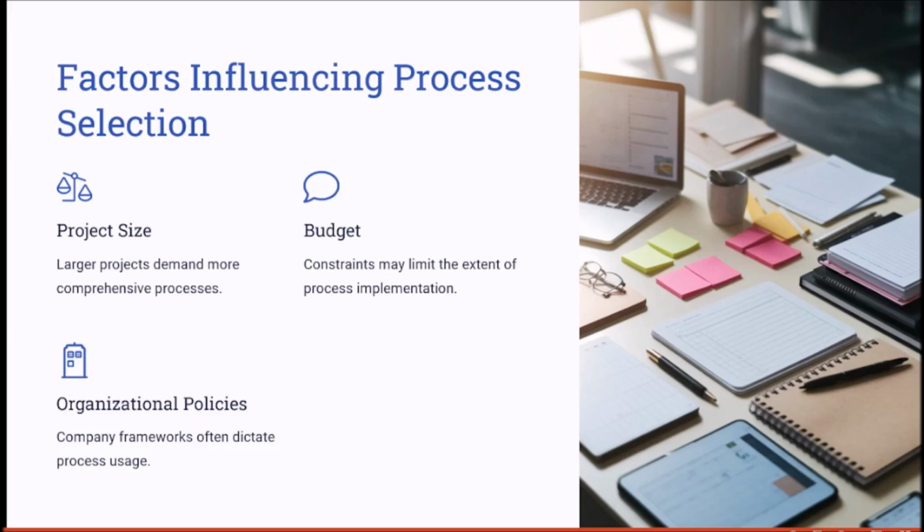What are the factors that influence the process selection? When selecting the appropriate project management processes, project managers must consider multiple factors, such as the project size and complexity, which are the primary key factors that you need to look for, and also the budget constraints and the risk level involved in each of these projects. Also, industry standards and regulatory requirements influence the process selection.